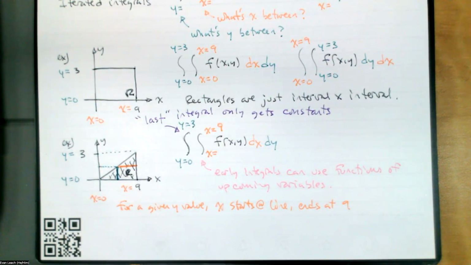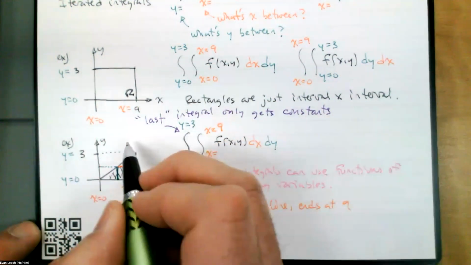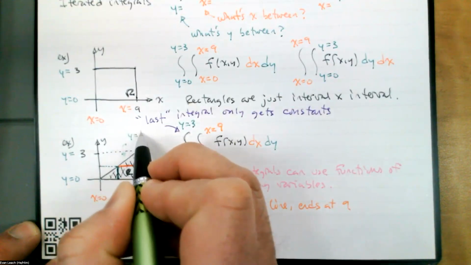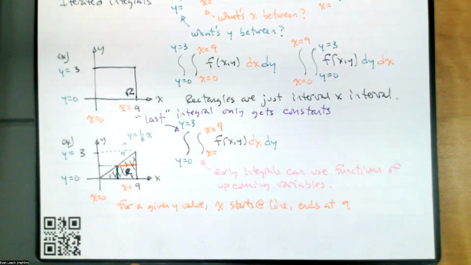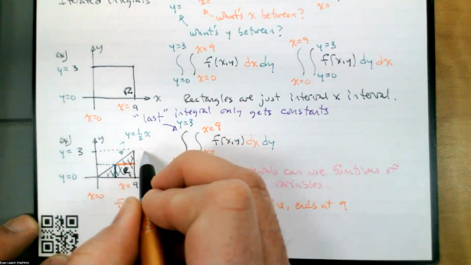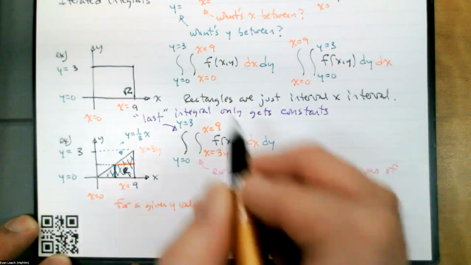So here we have a line with a slope of 1/3. So y is equal to 1/3 x. But that's the y version of things. This line has equation y equals 1/3 x. I don't want to know what y is as a function of x. I want x to be a function of y. So I just turn this equation around. X is equal to 3y. So start off at 3y, end at 9.